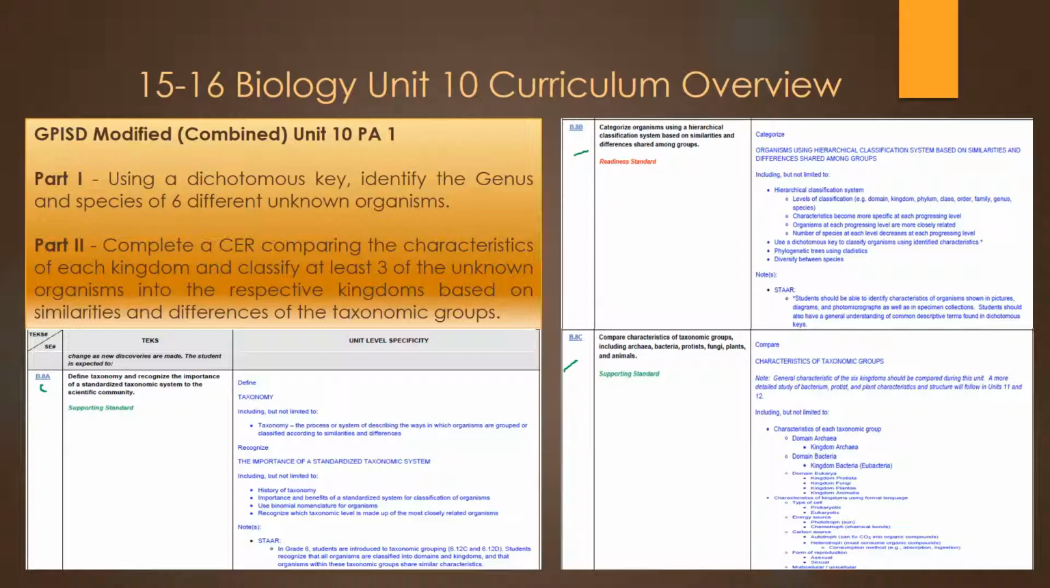All of these SEs will be combined together to focus on this 1 PA. And you have your specificities that will give you more direction on what you should be focusing on, definitely what you should be including in the different types of hierarchical classification systems, as I mentioned before, dichotomous key, phylogenetic, diversity between the species, cladograms, all of those, and then looking at how to compare in the specifics of each of those domains and kingdoms.